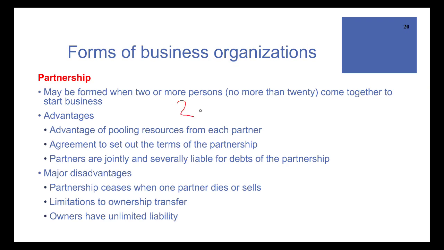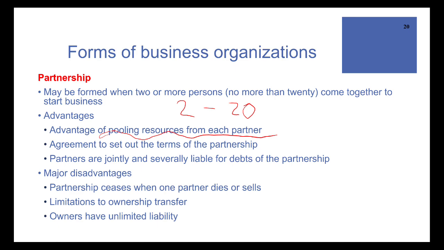Partnership, 2 to 20 people. Advantages: you can get money from all those partners. If you have 5 people, you can get 10,000 from each, that's 50,000. So pooling resources is an advantage. Having an agreement: to start a partnership, you have to have a partnership agreement. This is an advantage. One partner can't say, oh, you owe me this, I'm supposed to have this amount of share in our partnership.